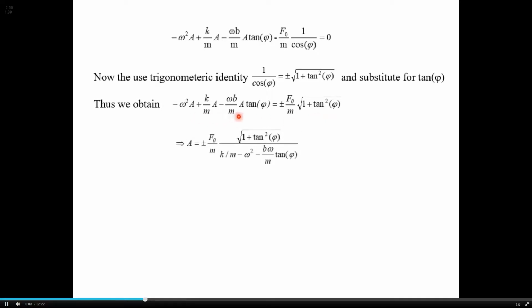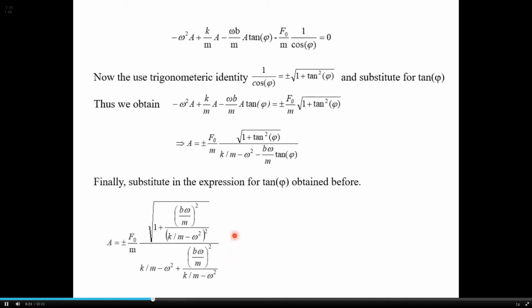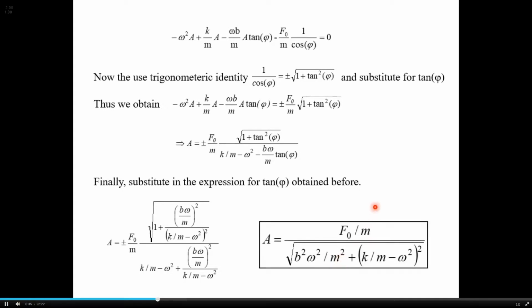You'll notice there's a common factor of a in all these three terms on the left-hand side. So if I divide through, I can get an expression for a, which is this. Now we previously deduced the expression for tan psi, so now I can substitute for that in this expression. And I obtain this rather complicated expression here. But if I multiply the top and the bottom by a factor k over m minus omega squared, then I obtain the expression for amplitude as a function of drive frequency that I quoted in the previous video.